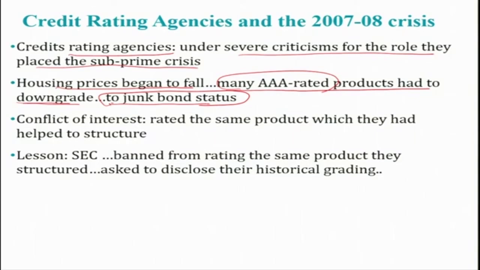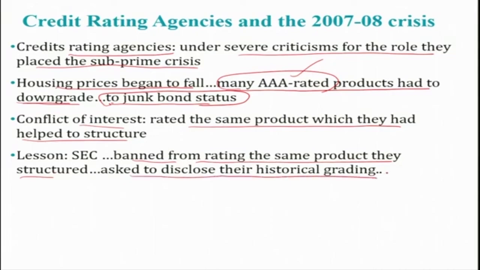What happened was that because of the conflict of interest we have discussed till now, they rated the same product which they had helped to structure. The product was developed based on their advice, and they actually rated the same product as well. Because of that, many of them got a high quality rating that in reality they didn't deserve, but they got AAA or AA ratings. In the end, we have seen that they all had to be downgraded to junk bond status. So what the Securities and Exchange Commission did as a solution after the lesson from the 2007-08 crisis was to ban them from rating the same product they structured. And not only that, they have been asked to disclose their historical grading as well.